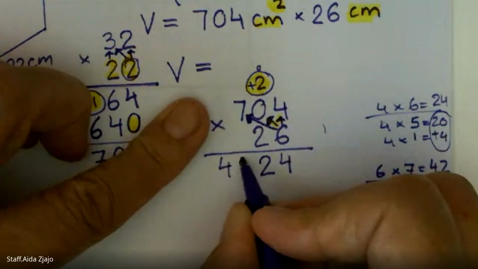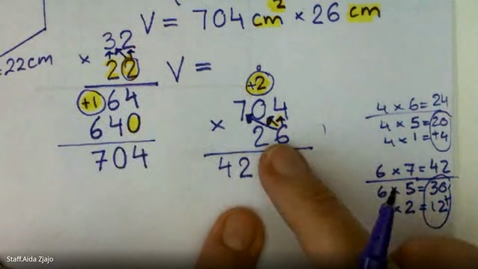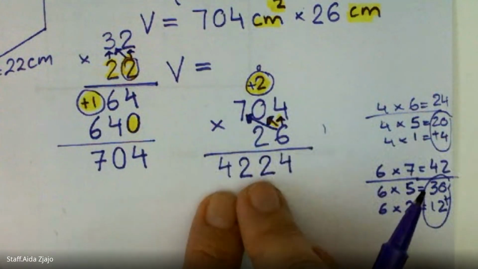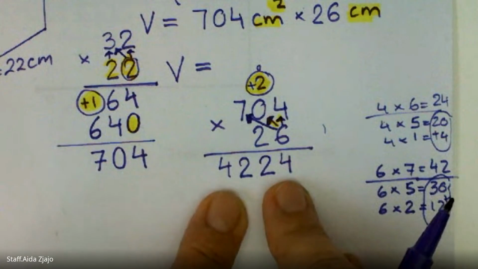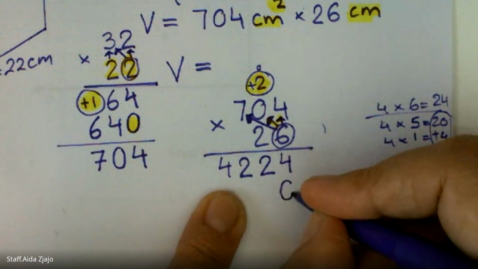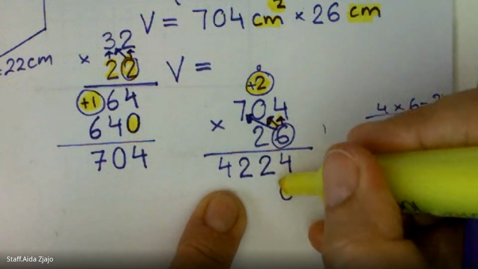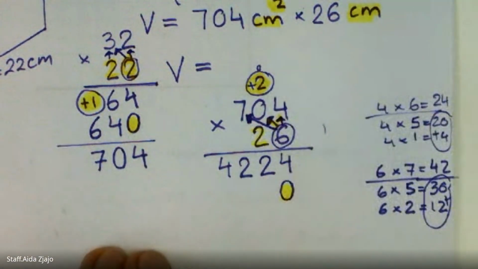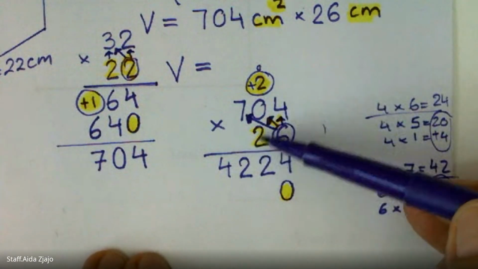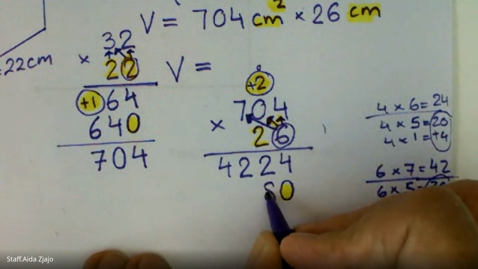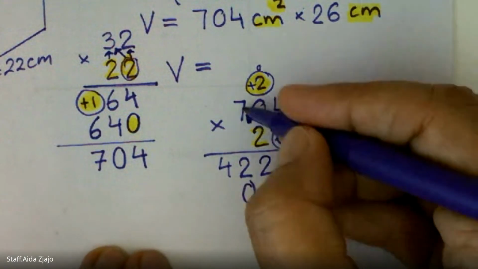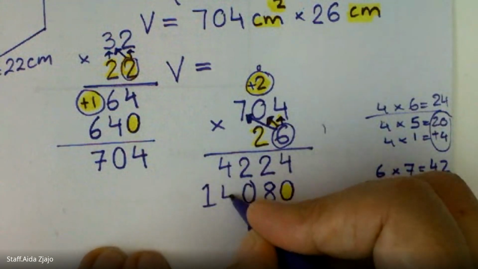And that is, what is 6 times 704? 6 times 704 is 4,224. Now I'm done with ones, so I can put a placeholder for ones, and I'm using the standard rule that now instead of saying 20 times 4, I can just say 2 times 4 is 8, and 2 times 0 is 0, and 2 times 7 is 14.